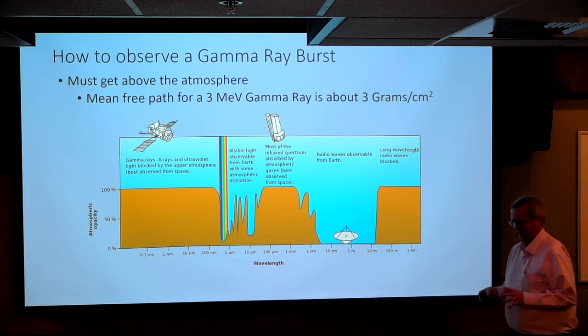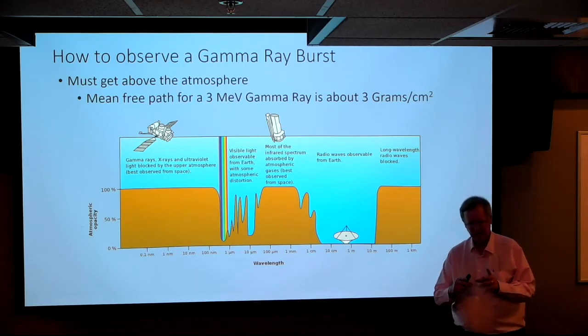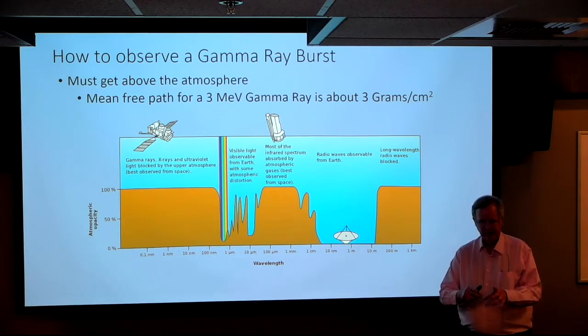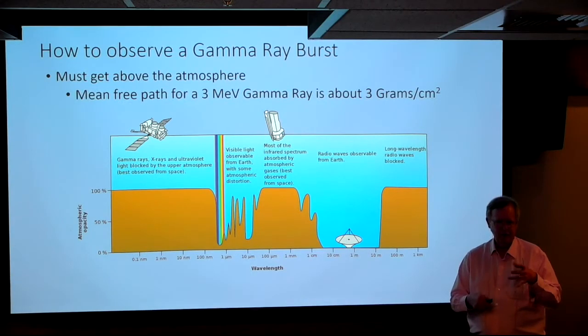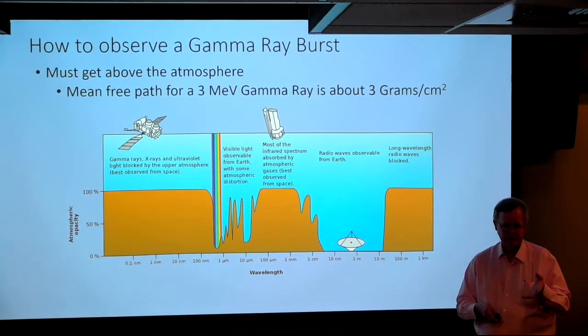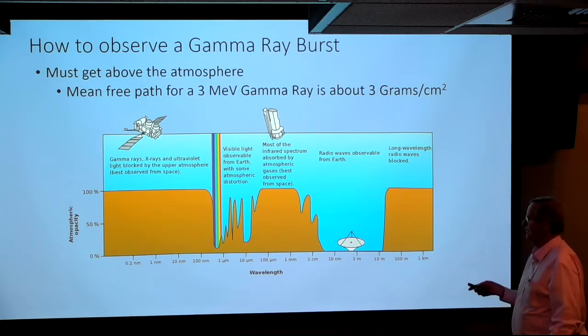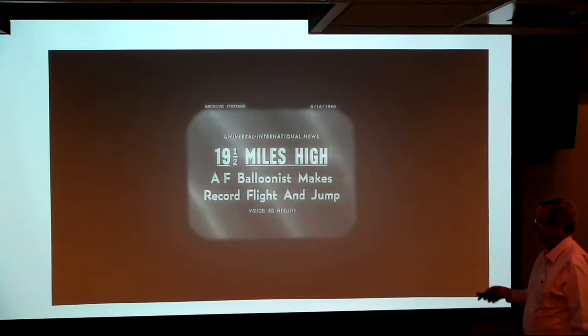If you take 1 square centimeter on the ground and you add up the amount of mass all the way from ground level to the top of the atmosphere, it's about 1,000 grams. And MeV gamma rays only get down to about 3/1000ths of that. So you have to get way above the atmosphere, all but 3/1000ths. You have to get up 25 miles above the atmosphere in order to see gamma rays. And that takes a lot of work. This is what was involved here, the early newsreel from 1960.